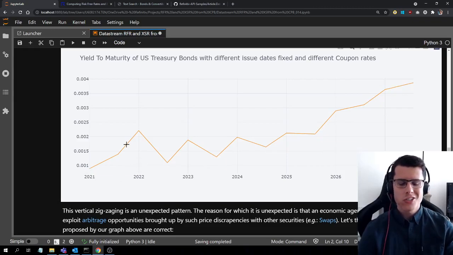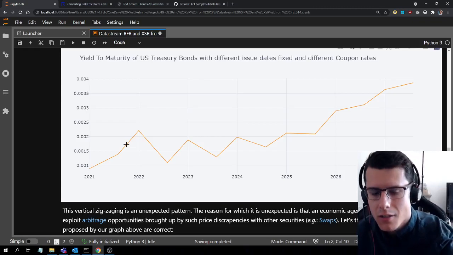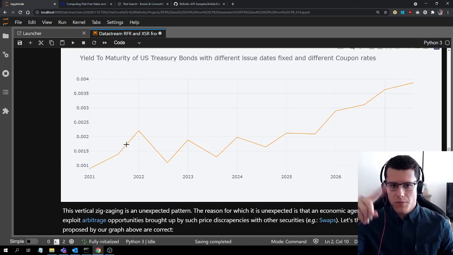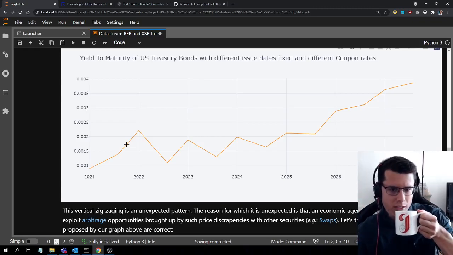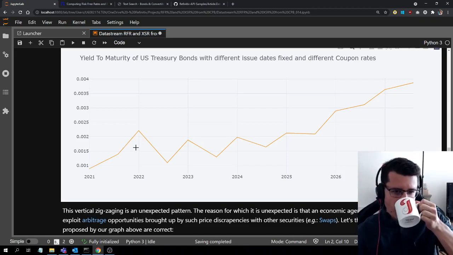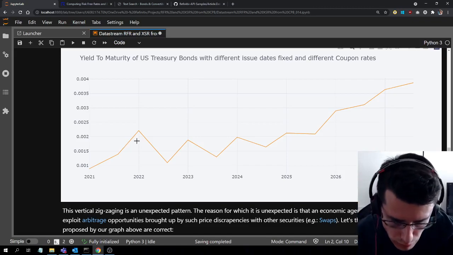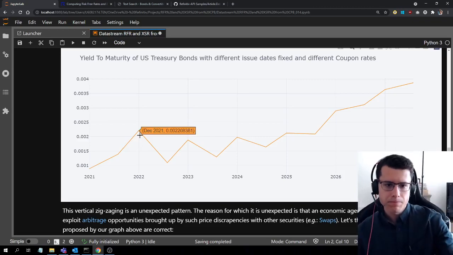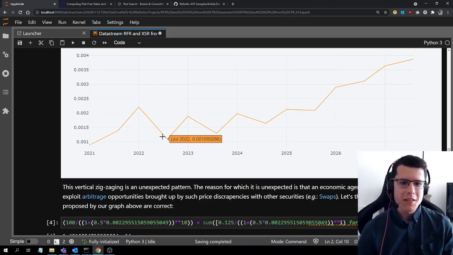However, when you start to introduce off-the-run bonds, you start to see a very interesting dynamic. These spikes are very strange. I don't expect those. And the fact that I don't expect them means that I might have made an error.